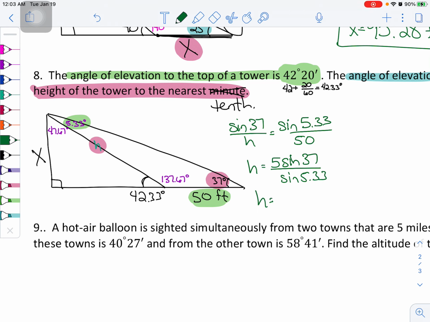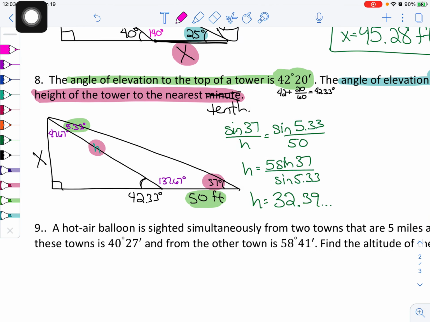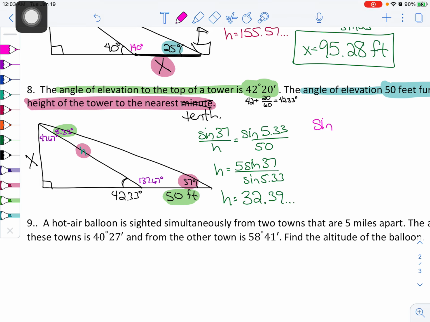Into my calculator, this all goes. Let's see, sine of 5.33. All right, so I have a hypotenuse, or an h value, of 32.39, some more stuff. Now that I know the h value here, I can use the right triangle. I'm going to use the 42.33 with x and h. So let's set that up. Sine of 42.33 is equal to opposite over hypotenuse. So that's going to be h times sine of 42.33.